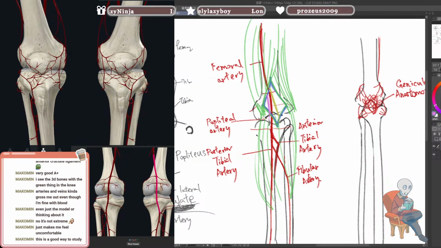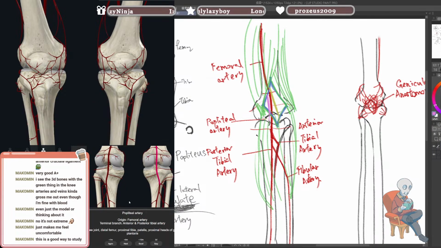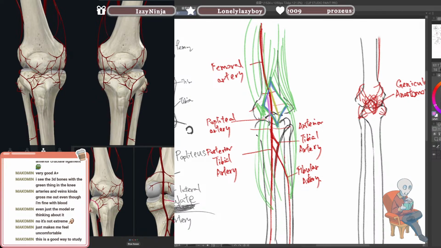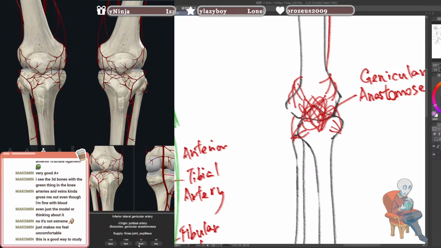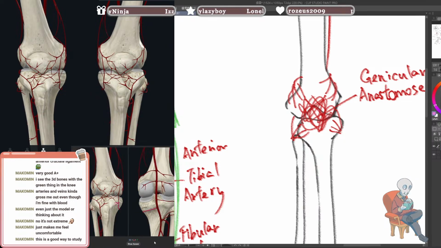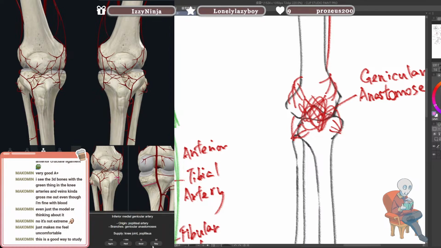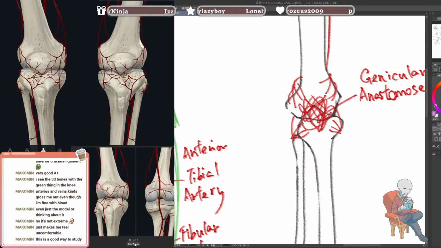And this is... Oh, already said it, right? This is the popliteal artery. Easy. And this one, again, I'll draw it here. It's right over here. Ta-da! It's called the inferior lateral genicular artery. It's a mouthful. This one will be the inferior medial genicular artery. And the superior lateral genicular artery.